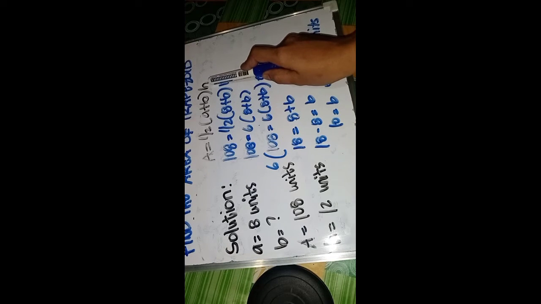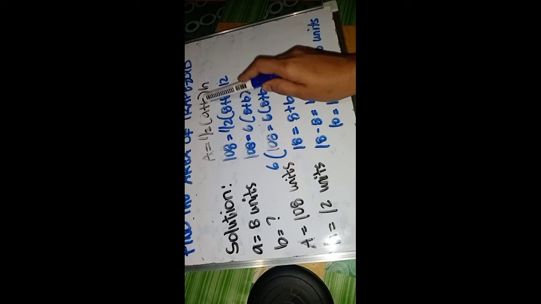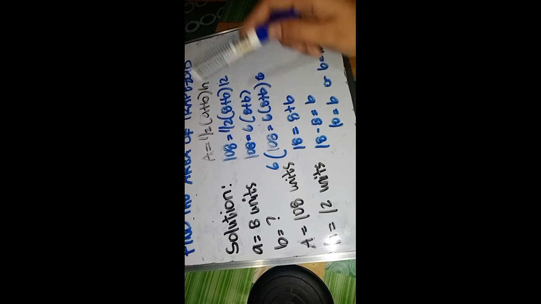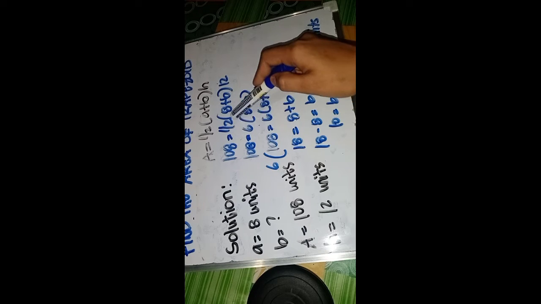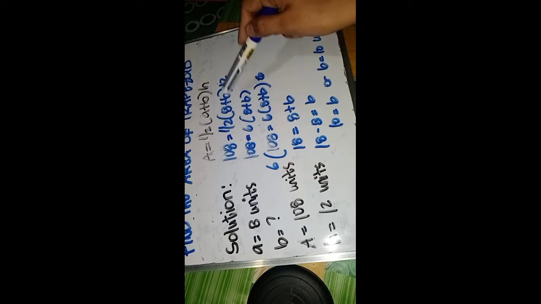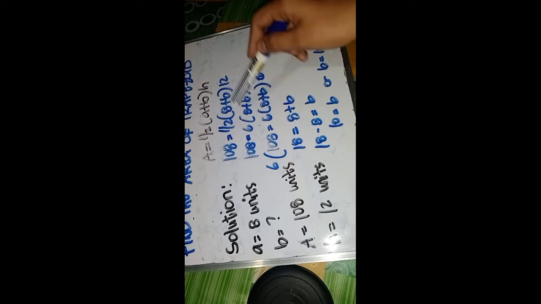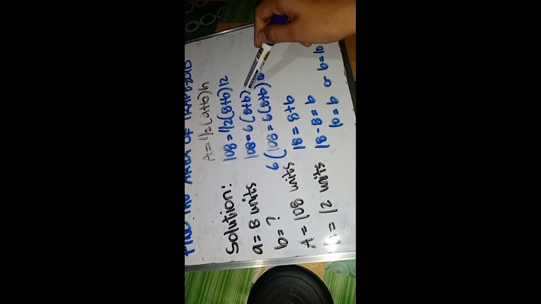The formula for the area of a trapezoid equals 1/2 times (A plus B) times height. So in our area of trapezoid, 108 equals 1/2 times (8 plus B) times 12. So 108 equals 1/2 times 12, that is 6, times (8 plus B).